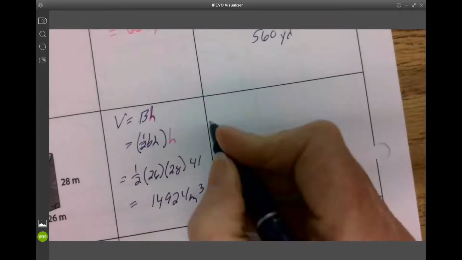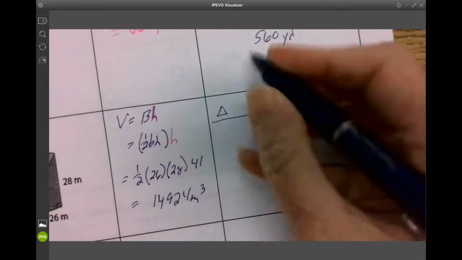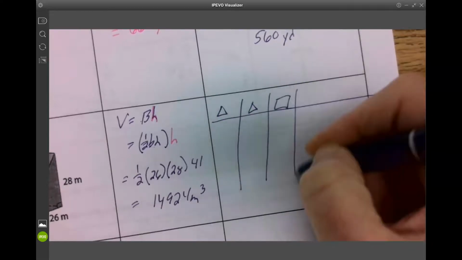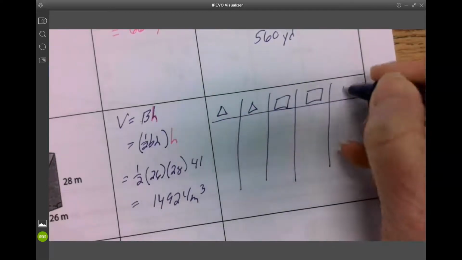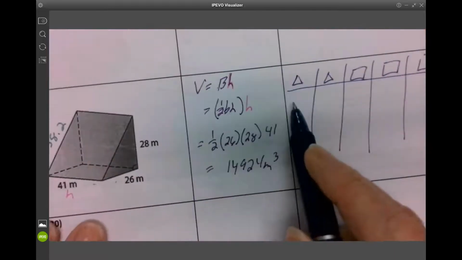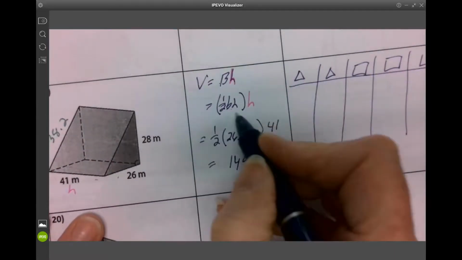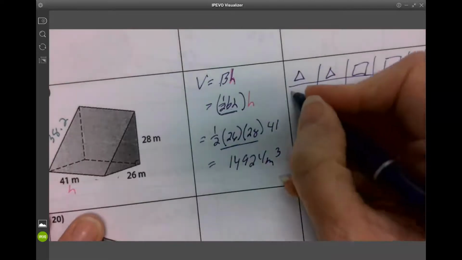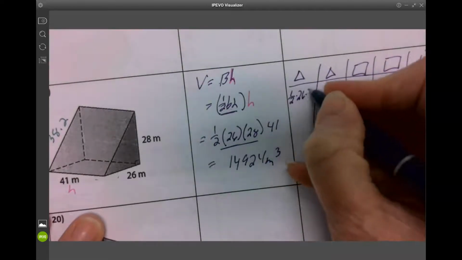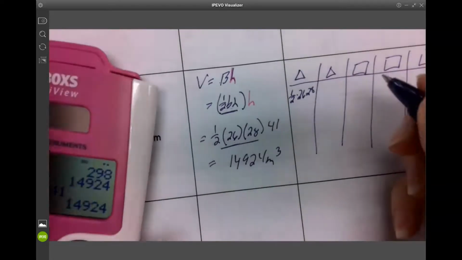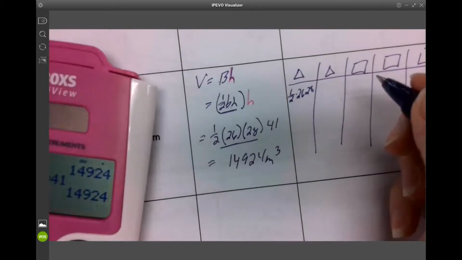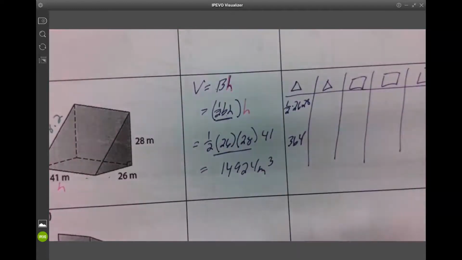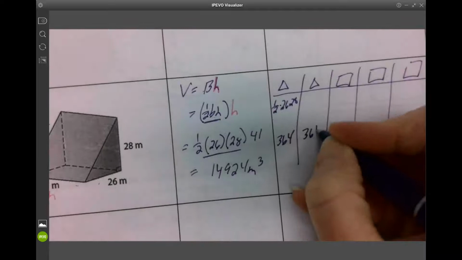To do surface area, I'm going to make my table. Okay, so to find the area of the triangle, if you're smart, you're going to write this information down here because this is all I have to do to find the area of it. So I have 1/2 times 26 times 28. I didn't leave myself much room, but 364. And this is the bonus. If you do this one, you've got this one. Yay, you already got 2 done.